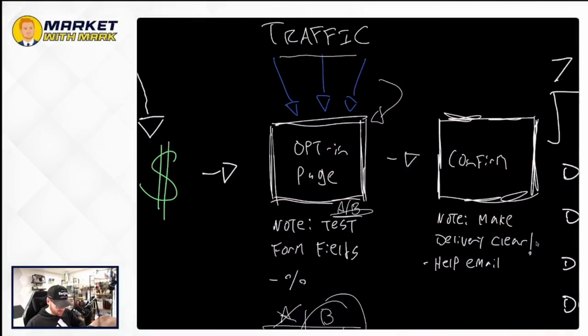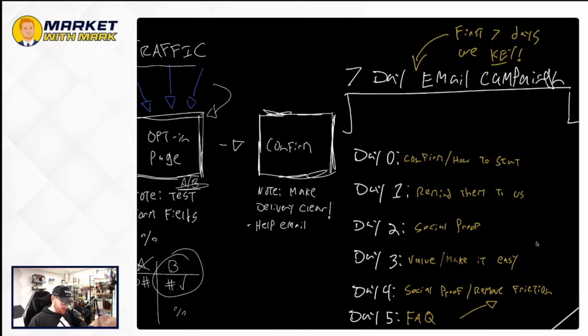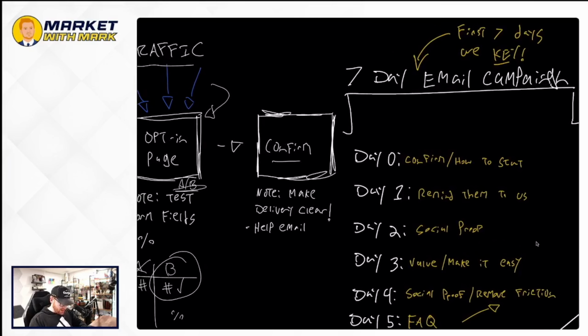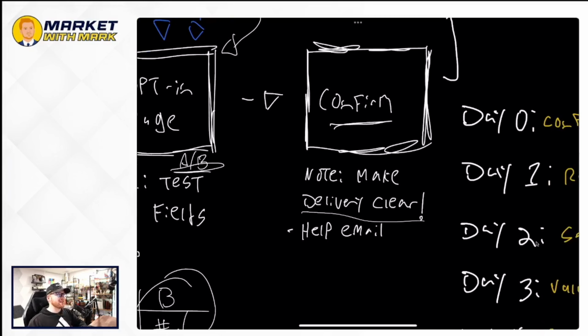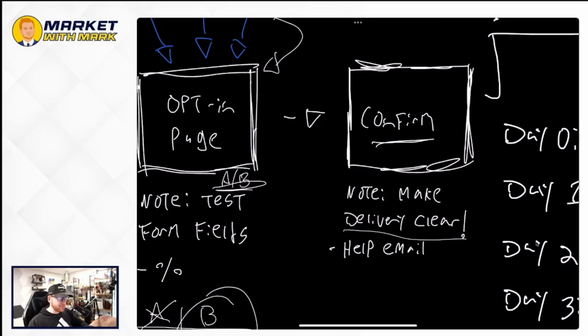Let's jump back into the diagram here. From here, people are going to go to a confirmation page. Basically, there are two main things I'm doing on this page. The first thing is I'm making the delivery method clear. So if it's being sent to their inbox, I'm making that crystal clear. If there's a button that they need to press, if they've been granted a course access, whatever it is, I want to make it crystal clear so even a 5-year-old could understand where it was going. And additionally, I want a help email. So, hey, if you don't see it or if you're having trouble, email us here.